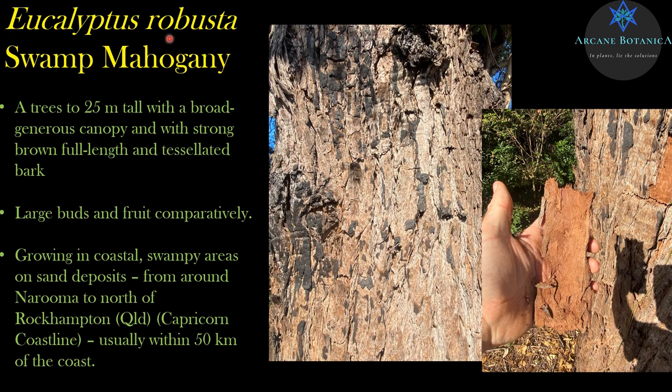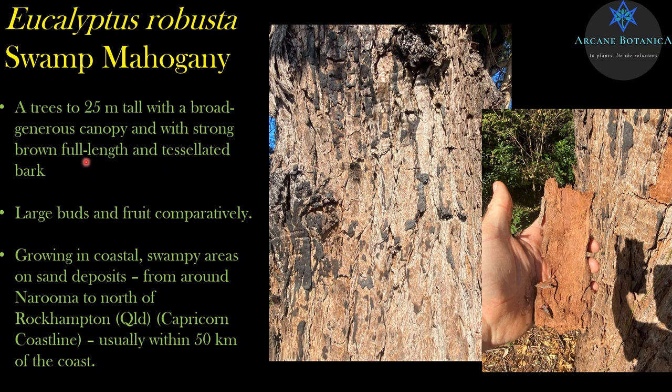Last one for this video. This is Eucalyptus robusta, the swamp mahogany. This isn't a tree I come across very often. It's again a very strongly coastal tree. It will grow with botryoides in very boggy, moist areas close to the coast. It likes to get its feet wet. It's just not a tree I get often on surveys. You can find the odd planted one here and there. But it's a good one to know anyway because it's very easily identifiable.